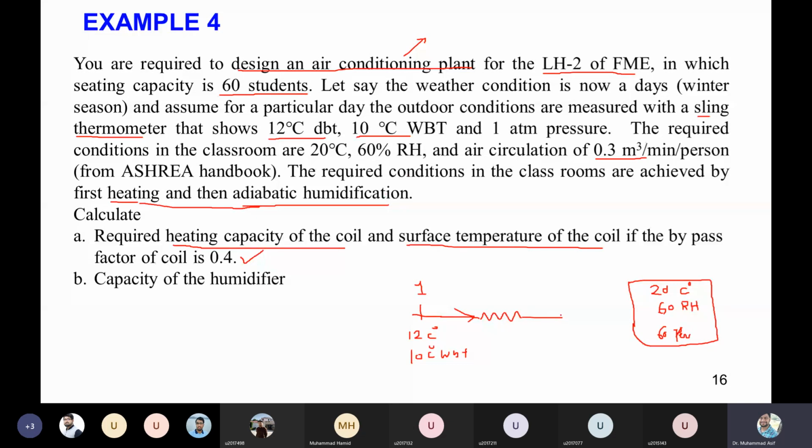adiabatic humidification, as I showed you the adiabatic humidifier, in which there is a kind of spray, but it is fully insulated. Then you can achieve that condition. So let's say the heating process is from 1 to 2, and then 2 to 3 is the adiabatic humidification. We need to figure out the capacity of the heating coil as well as the capacity of the humidifier.